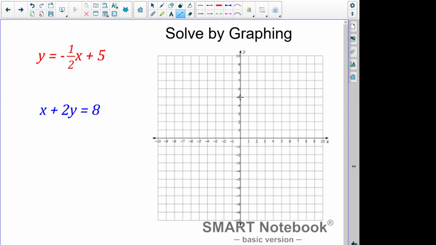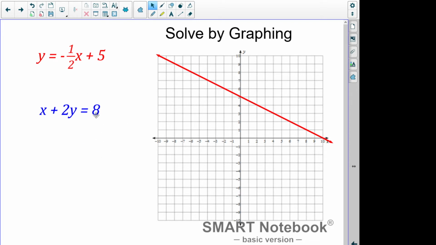It starts at 5 on the y-axis, and then it goes down 1 and over 2, down 1 and over 2, down 1 and over 2. And so that looks like it goes like that. I'm going to adjust that line here, extend it out the other direction, and that looks pretty good to me. Okay. Now our blue line here is a little bit different.